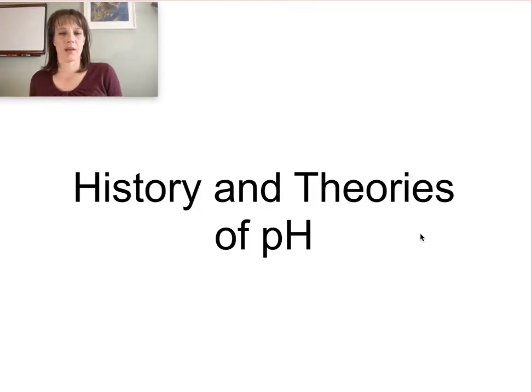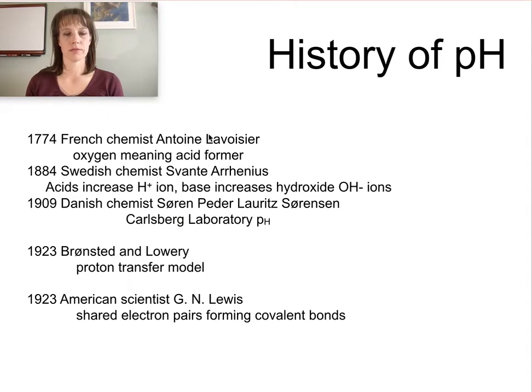In this video, I'll be talking about the history and the theories of pH. Here's a quick overview of the different people and the different theories that we'll be talking about. We'll talk about Antoine Lavoisier in 1774. In 1884, there's a Swedish chemist Svante Arrhenius that came along. In 1909, Soren Sorensen was working in the lab with pH solutions. In 1923, there was the Bronsted Lowery model, and in 1923, also the American chemist Lewis came up with the shared electron pair model.